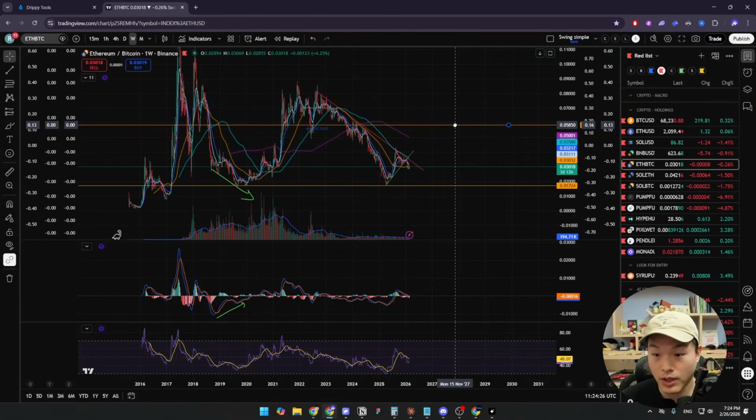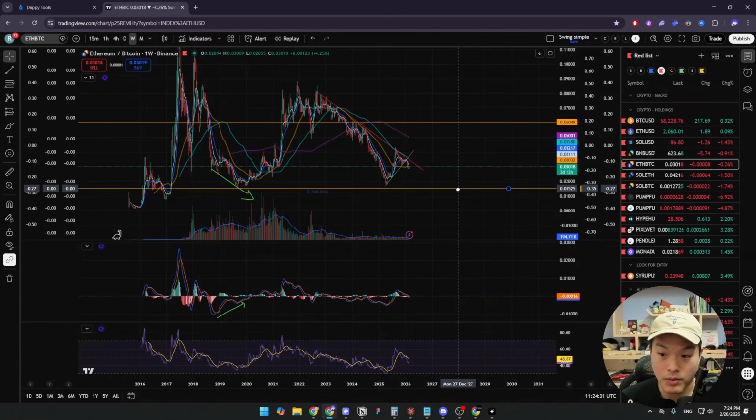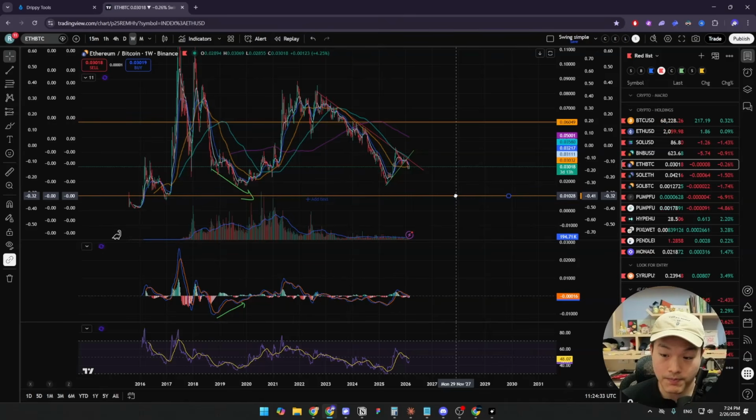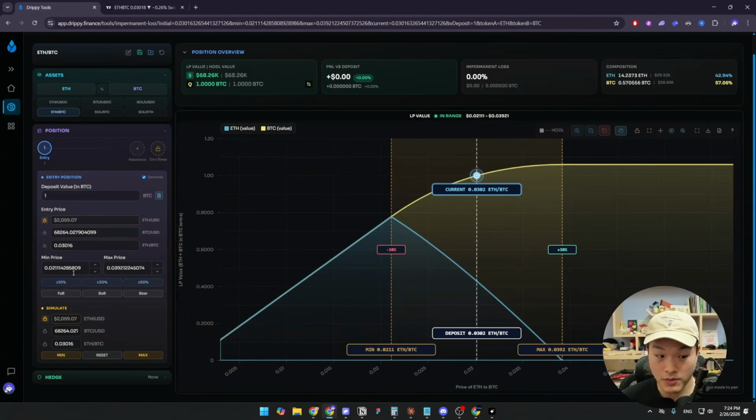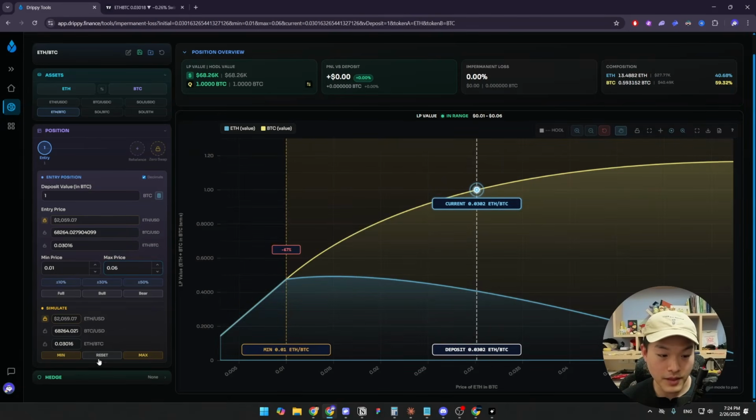For this example, I'm going to expand it a little bit to around 0.06 and 0.01 on the bottom side, so that the numbers are more simple. So 0.01 and then 0.06 on the upside. And I could always hit reset here if I want to reset this simulation price.